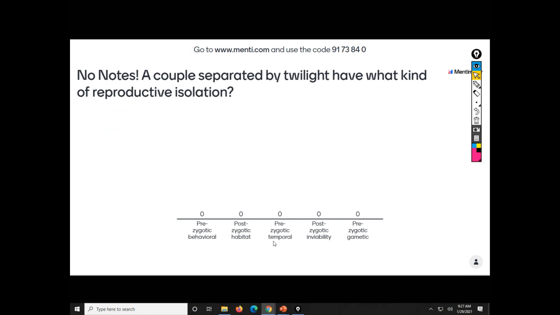So we haven't done a Menti in a while, so let's go ahead and do a Menti. Should be a good way to sum up all the different types of isolations that we talked about. Remember, you're going to go to menti.com, or if you have the app, and then we have the code you're going to pop in. Our code is 91, 73, 84, and 0.